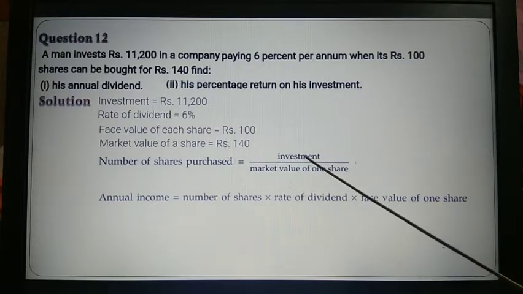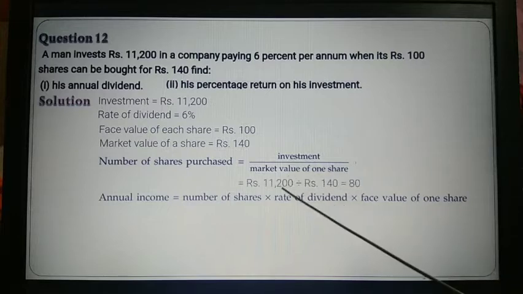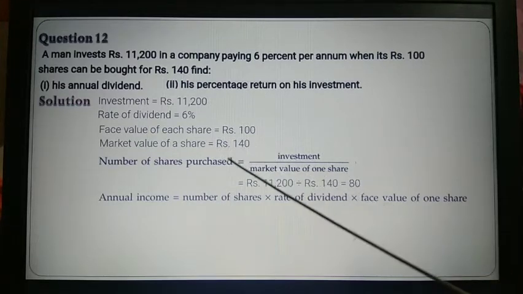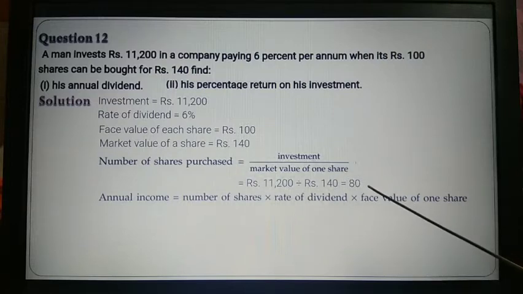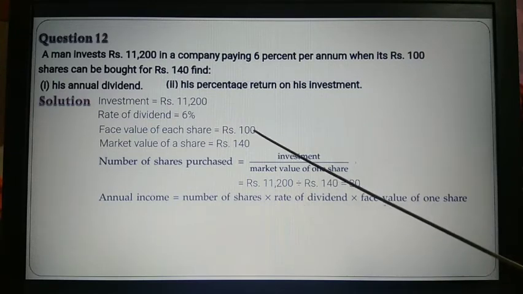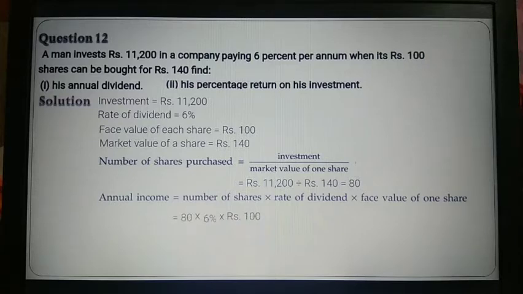So let us put the value of investment. We are going to divide investment by market value. When I divide investment by market value, I'll get 80. So my number of shares will be 80. So here, instead of number of shares, I'm going to put 80. Rate of dividend is 6%, and face value is rupees 100. If I do that and simplify, putting the percentage as over 100, then my answer is going to be 480. So pause the video to note down.